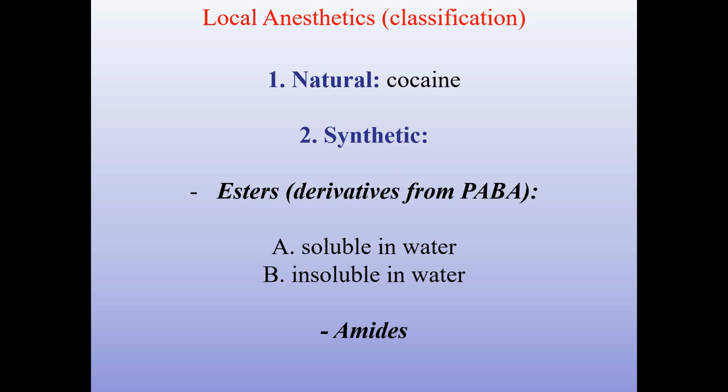First is local anesthetics. Let's start from the classification of local anesthetics. First of all, they may be classified into natural, for example, cocaine, and synthetic. Synthetic are subdivided into esters, derivatives of para-aminobenzoic acid, which are again subdivided into soluble in water and insoluble in water. And the second group of synthetic is amides.